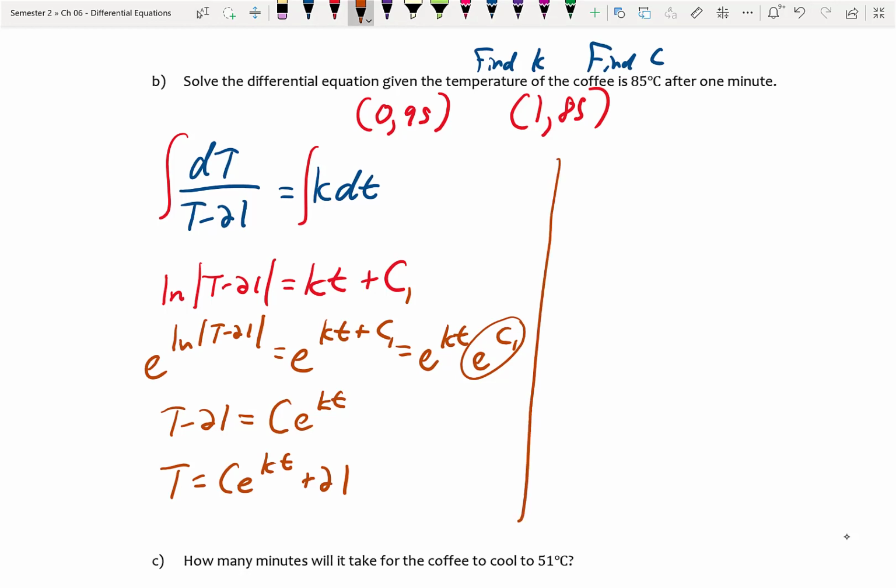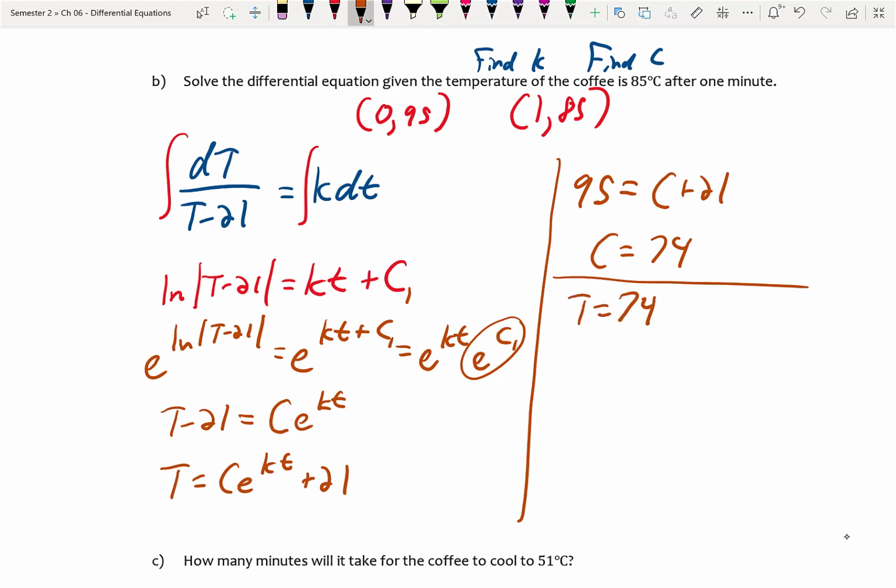The first ordered pair knocks out one of the two variables. If I plug in (0, 95) into this, I get 95 is equal to C plus 21, which means that C is equal to 74. So I'm going to put a little save break here and write T is equal to 74 e to the kt plus 21. And now we're going to plug in (1, 85). So I've got 85 equals 74 e to the k plus 21.